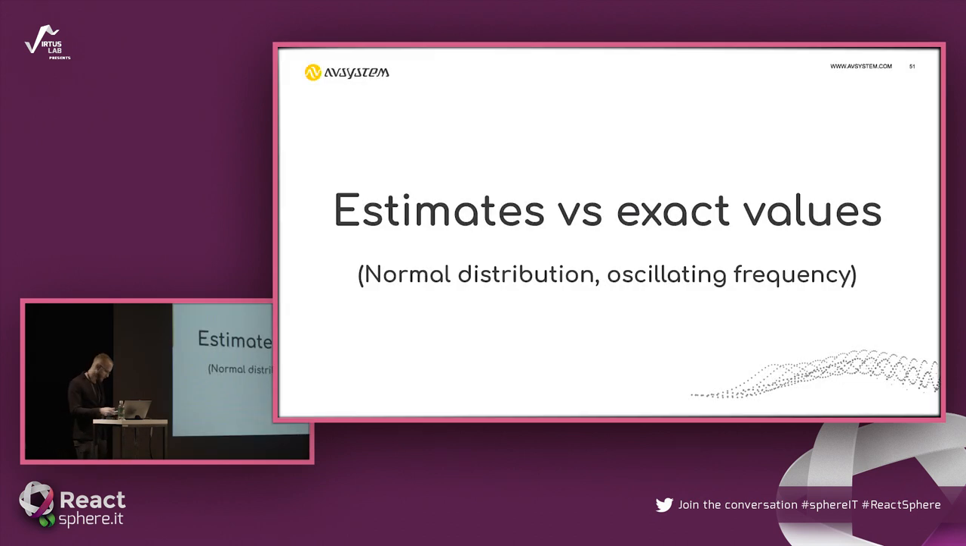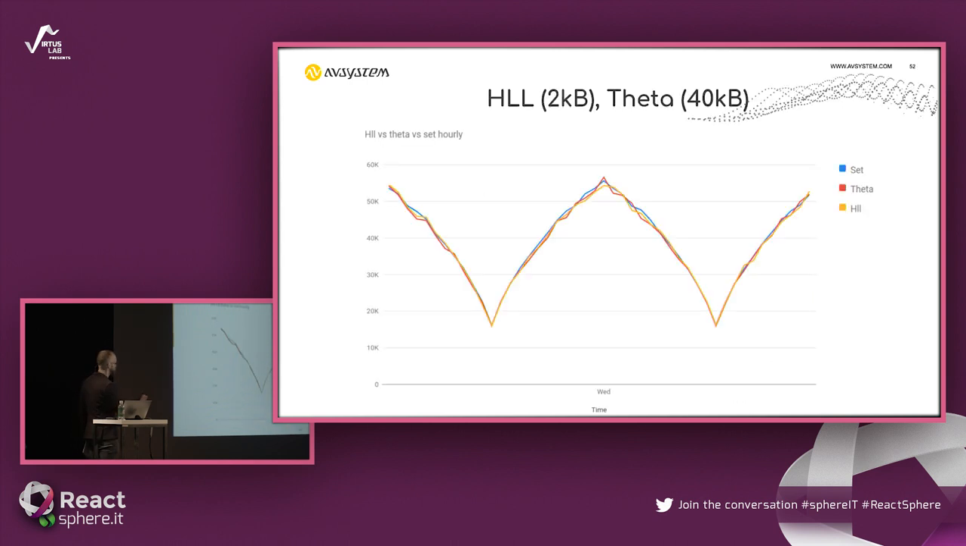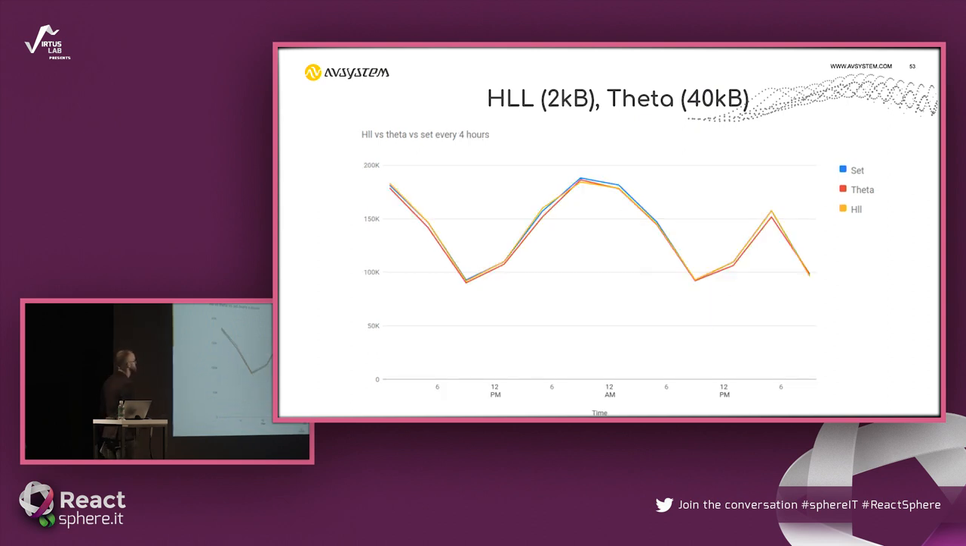OK, I want to show you some charts which present a comparison of sketch estimates to exact values. It isn't a comprehensive analysis of the accuracy of sketches, but rather an evaluation of a simple example to convince you that sketches don't bite. Distinct count, hourly: the blue line is exact values, red is Theta, and yellow is HyperLogLog. And every 4 hours.